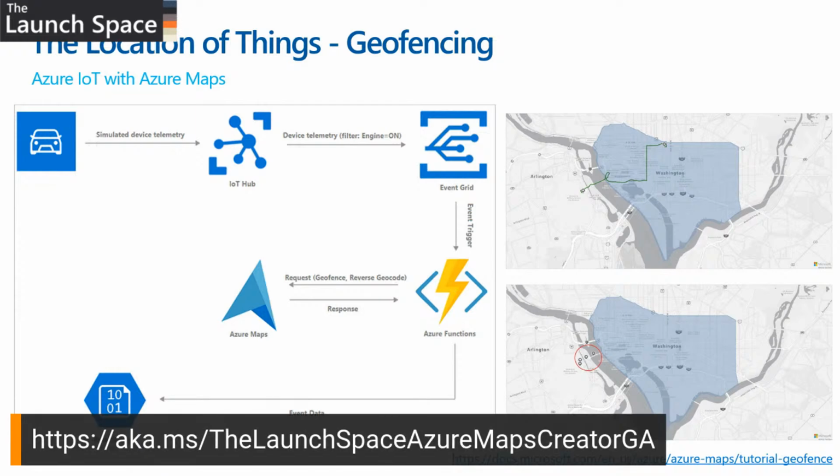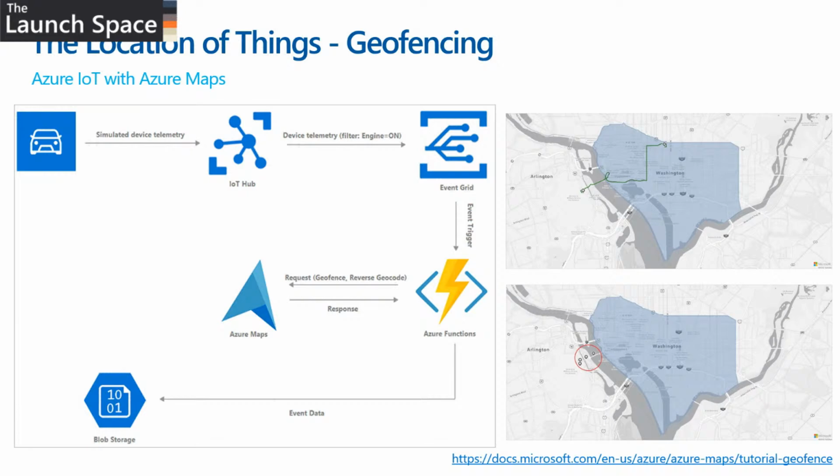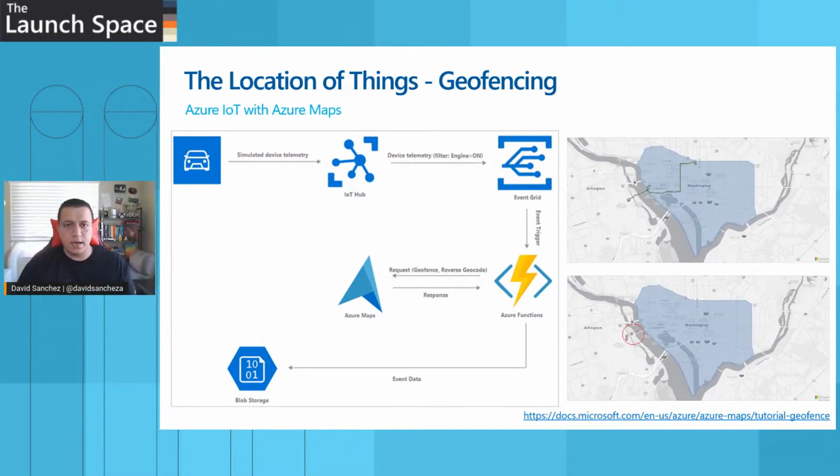Basically, this is simulating device telemetry, using IoT Hub and Event Grid to process the telemetry that we are getting from the simulated vehicle. We have an Azure Function calling the geofencing API for the spatial analytics operations that we have in Azure Maps, and it provides metrics depending on how these different devices are behaving within the geofencing part of the map. Then it stores all the information in Blob Storage. This is another use case for Azure Maps.